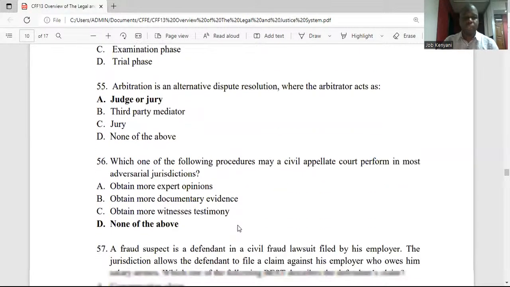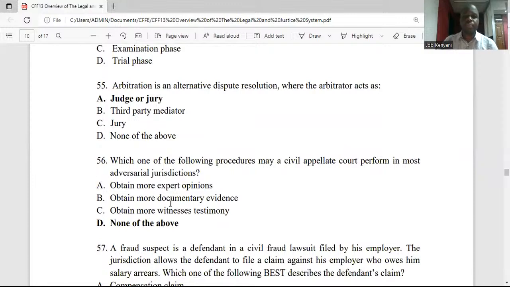Which of the following procedures may a civil appellate court perform in most adversarial jurisdictions? Obtain more expert opinions, obtain more documentary evidence, obtain more witnesses' testimonies.